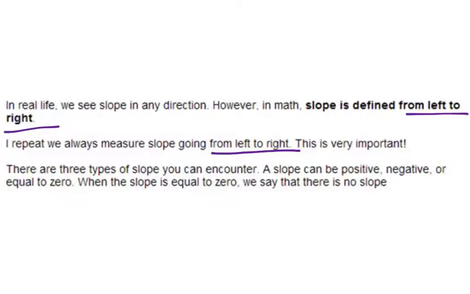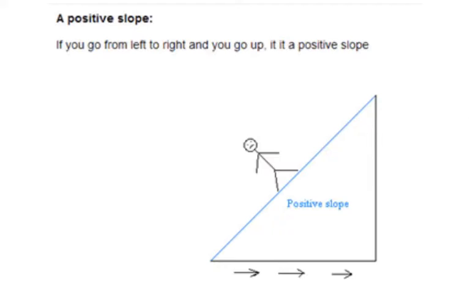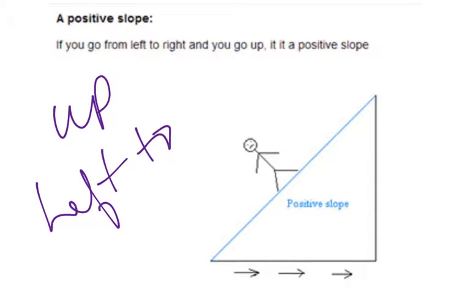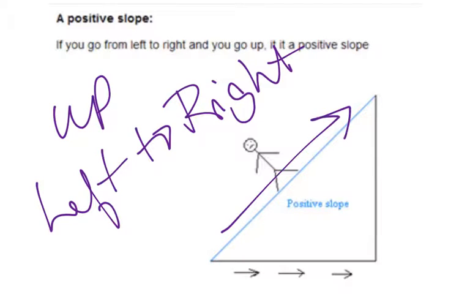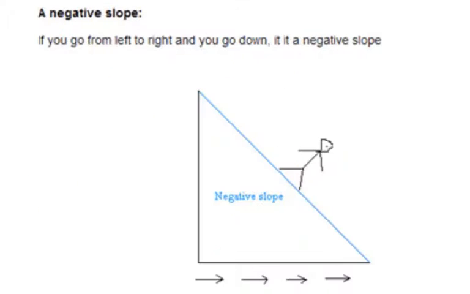There are three types of slope you can encounter. Slope can be positive, negative, or equal to zero. When the slope is equal to zero, we say that there is no slope. A positive slope: if you go up from left to right, it is a positive slope. So it's up, left to right. It's going up. Positive slope.